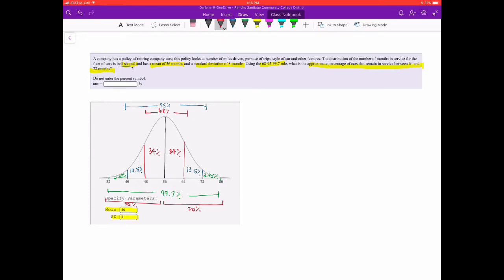So we just want to find out the approximate percentage of cars that remain in service between 64 and 72 months. So 64 and 72 months, notice that that's just the percentage in between 64 and 72 under the bell curve. And this would be 13.5%.